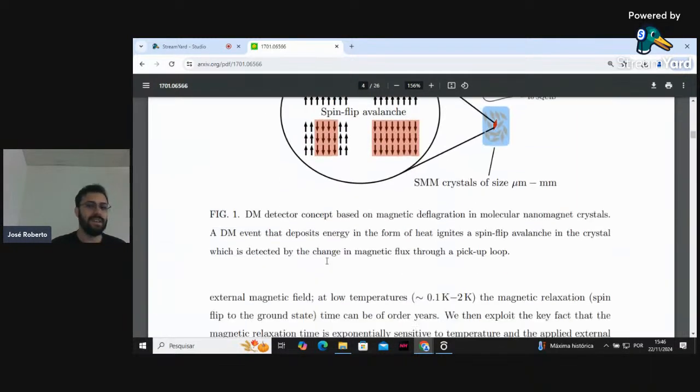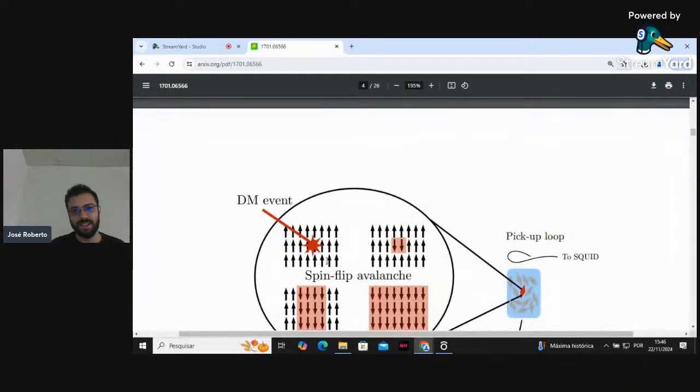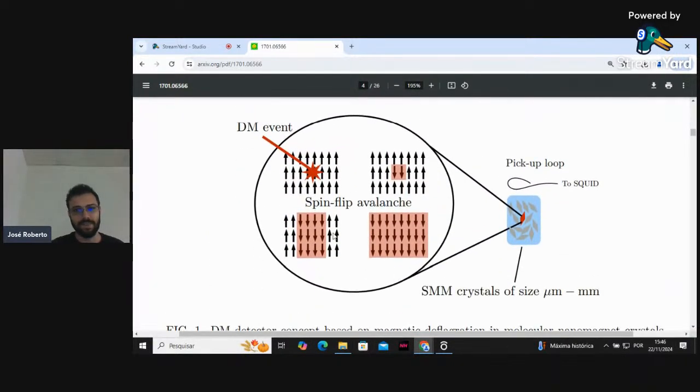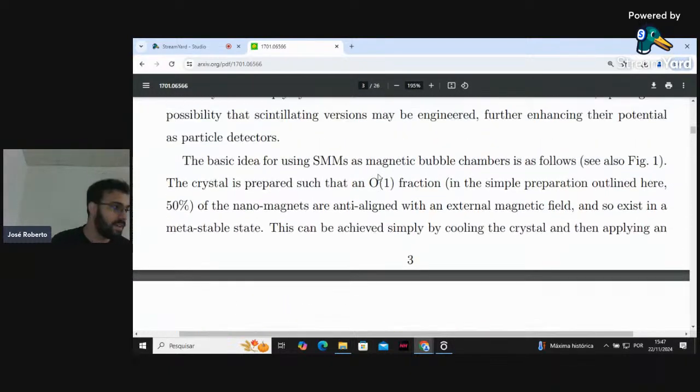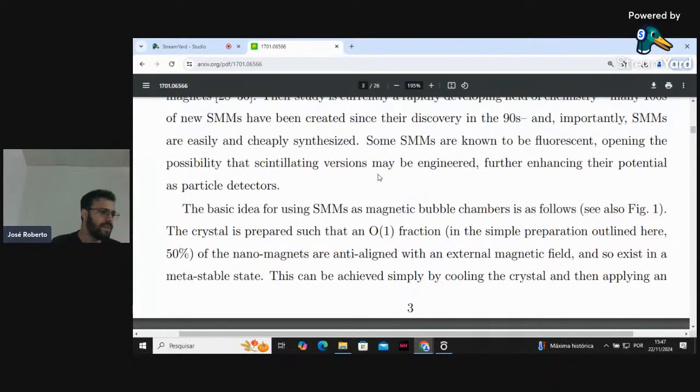So basically, this is the idea. You have here the single molecule magnet. Each one acts as a single magnet, and they do not interact very strongly with each other. Otherwise, the idea here wouldn't quite work. So the idea behind this paper is the following. We will prepare the crystal in an external magnetic field.